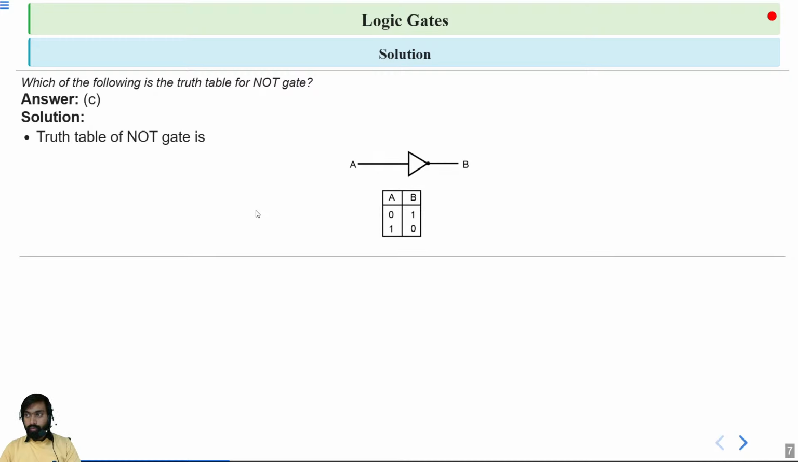So here, a NOT gate is a basic logic gate that inverts the input signal. Its truth table shows all possible input and output combinations. When the input is 0, the output is 1, and when the input is 1, the output is 0, and this gate is also called an inverter. It is essential for digital electronics and forms the basis for more complex logic circuits.